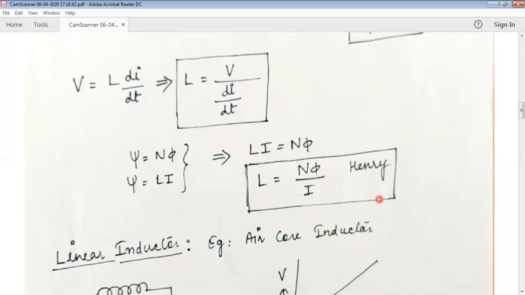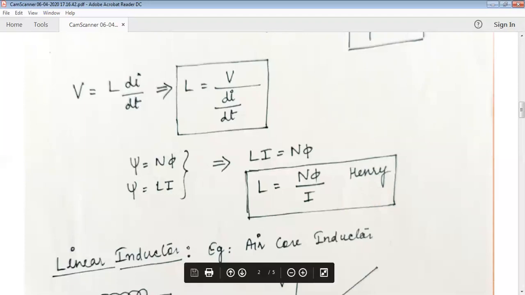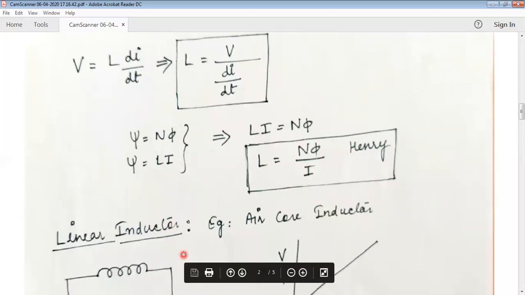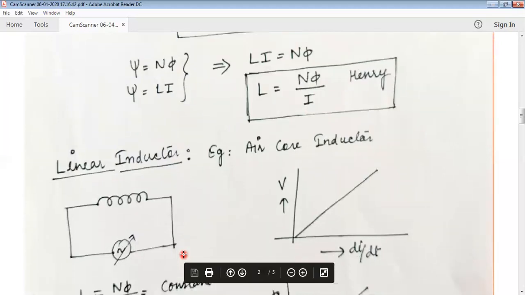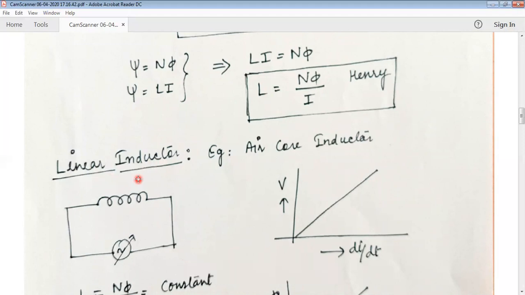So what is a linear inductor? A linear inductor is one where the inductance of the inductor is independent of the current magnitude. Inductance is a property of the inductor. So when the inductance of the inductor is independent of the current magnitude, the inductor is called a linear inductor. Clear? Inductance is not depending on the current magnitude. An example of a linear inductor is the air core inductor.